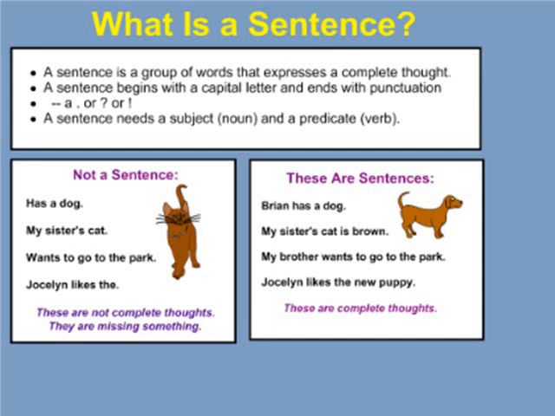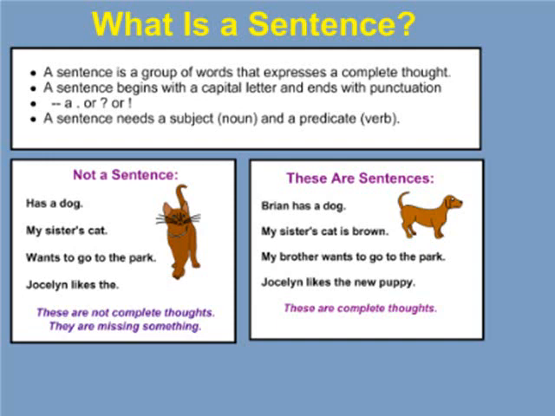Let us look at these examples. If you can see on your left hand side, there are some groups of words given like has a dog, my sister's cat, wants to go to the park. As we can see, they are not expressing complete thoughts, neither are they making complete sense. So we cannot call them sentences.